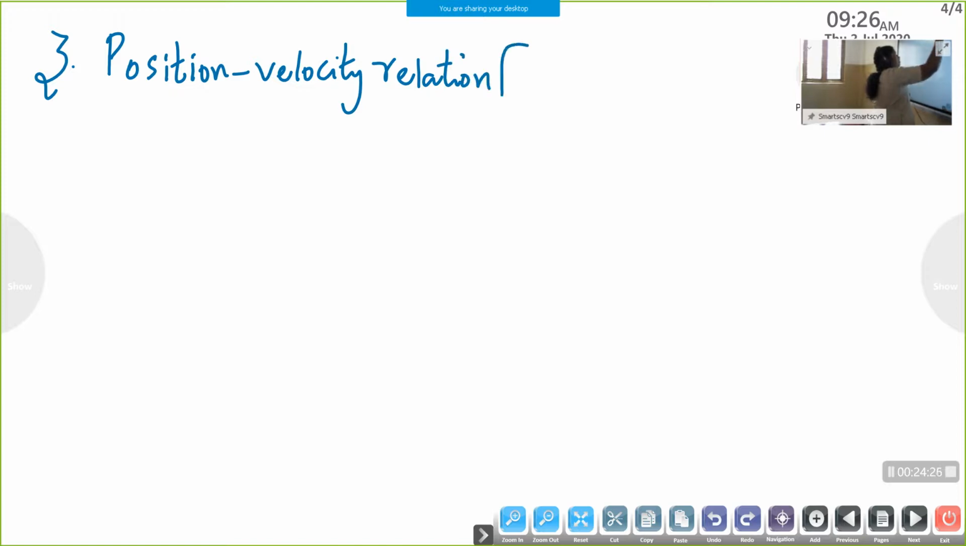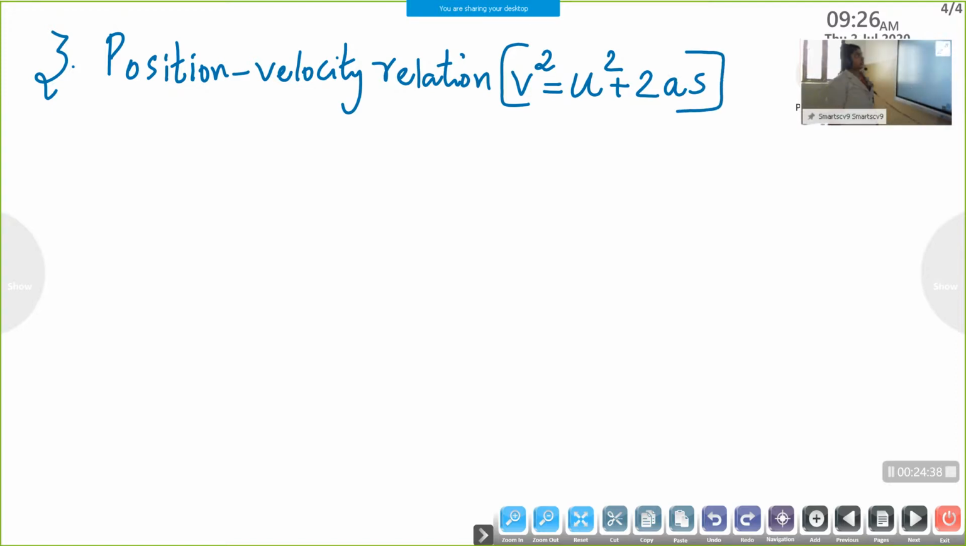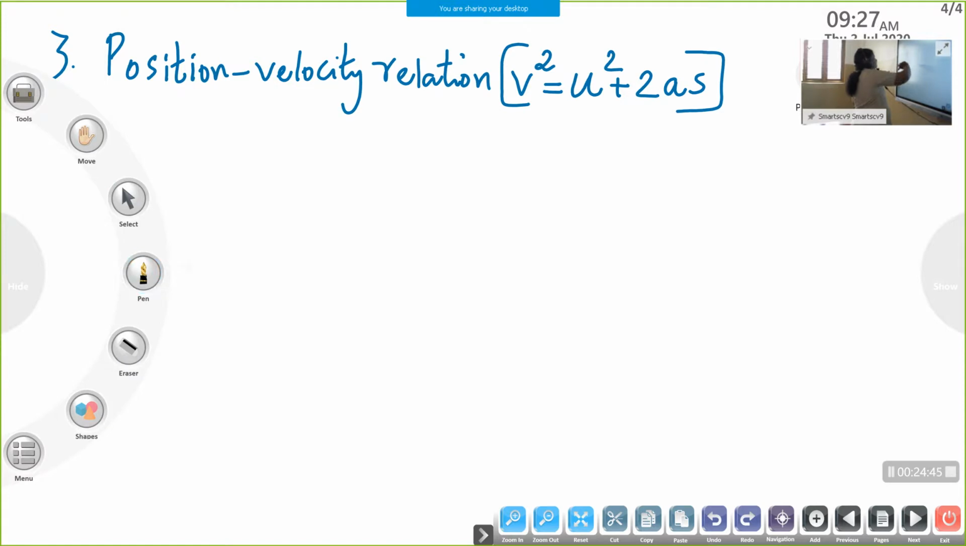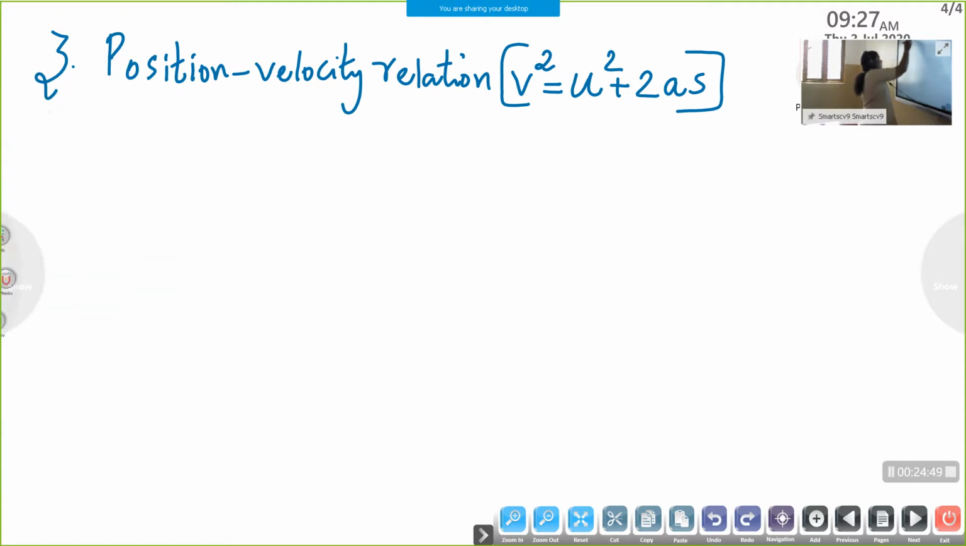Position velocity relation. Which is that equation? Yes, it is v square is equal to u square plus 2as. You are seeing this derivation for the first time, so practice it today itself, then it will be okay for you. Again I am going to draw the graph, the velocity time graph, with time on the x-axis.